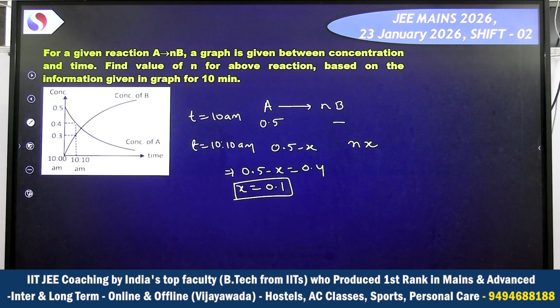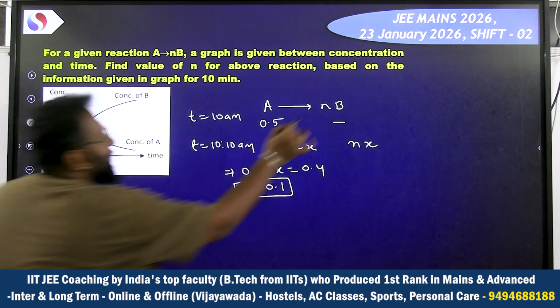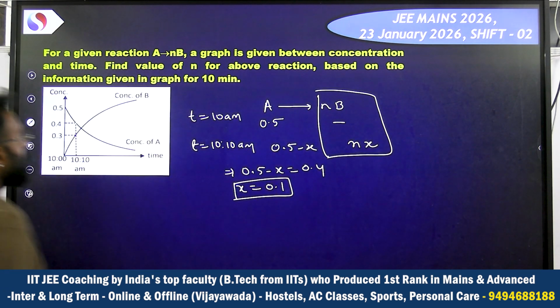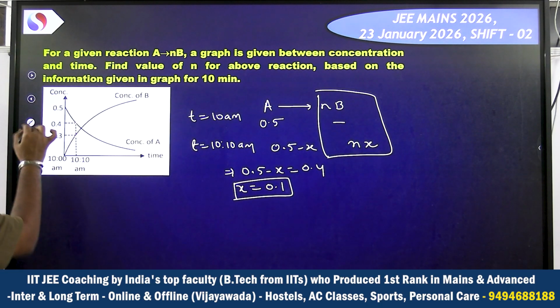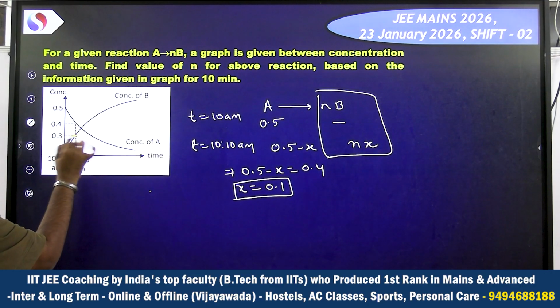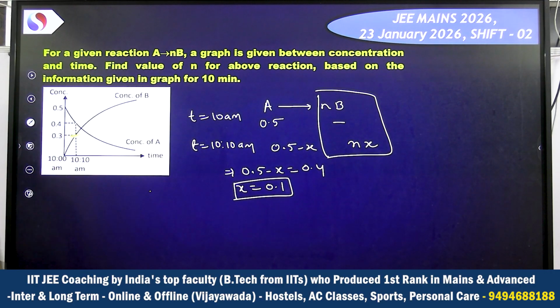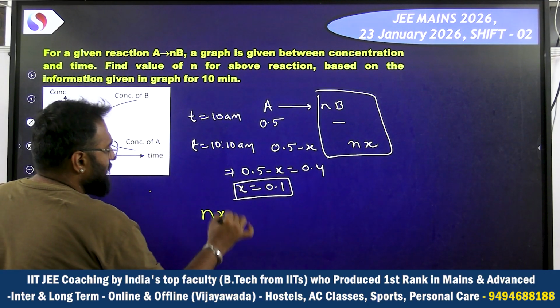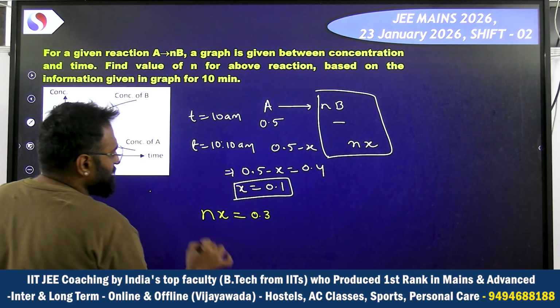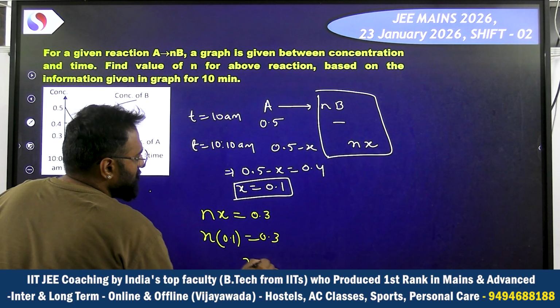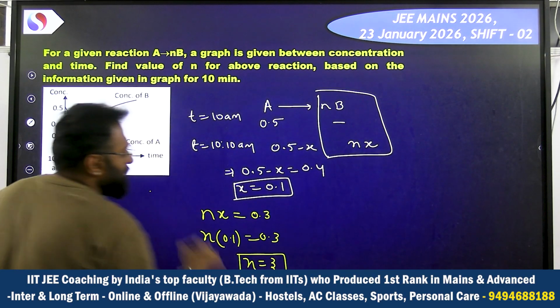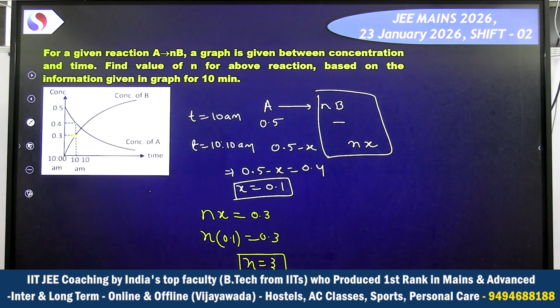Now the question is saying for the product we need to find. So at time 10.10, the product is how much? 0.3. See this, the product is 0.3. So can I write nX is equal to 0.3? So n into 0.1 is equal to 0.3. So n is 3. Very simple question. n is 3. Okay, this is the question. Very simple question. Next.